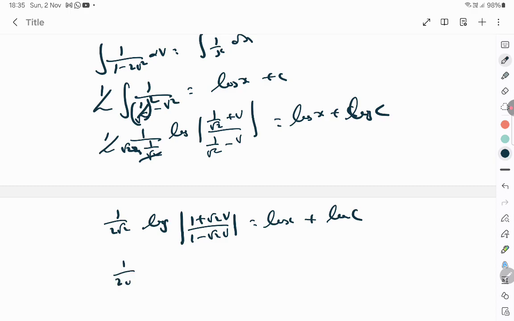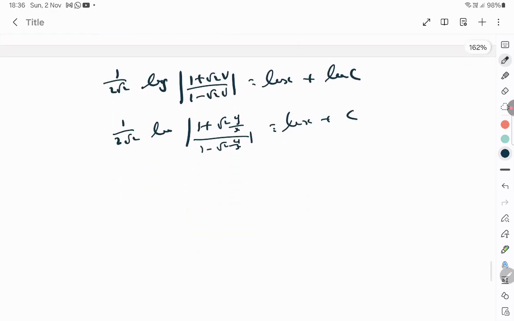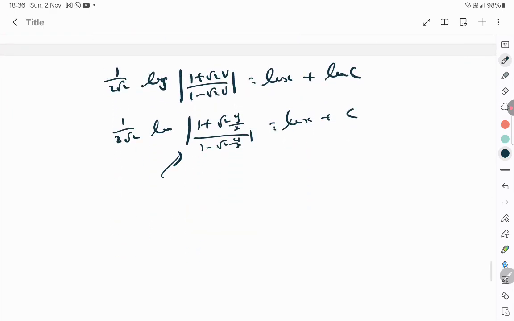Now you can write 1 by 2 root 2 into log of mod of 1 plus root 2 into y by x by 1 minus root 2 into y by x is equal to log x plus log c. Now you can consolidate. You can also take LCM here and look at the final answer and juggle it accordingly. Final answer you should only check. Okay, so let's go to the next question, which is the 6th question.